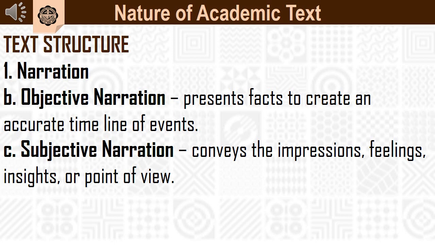Narration can be objective or subjective. Objective narration presents facts to create an accurate timeline of events. Doctors use objective narration to document a patient's history. Police officers write objective narratives to relate the details of a crime or record the testimony of an eyewitness. Subjective narration conveys the impressions, feelings, insights, or point of view. A student's personal essay, which details his 4-year pleasant experiences in the school, is an example of a subjective narration.